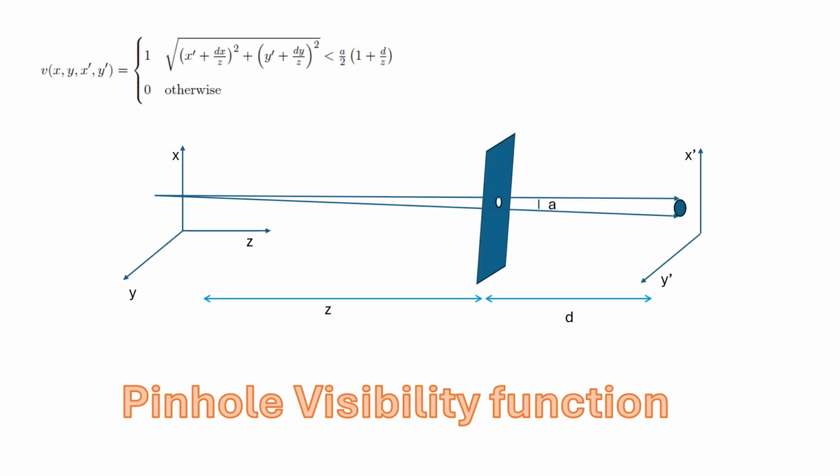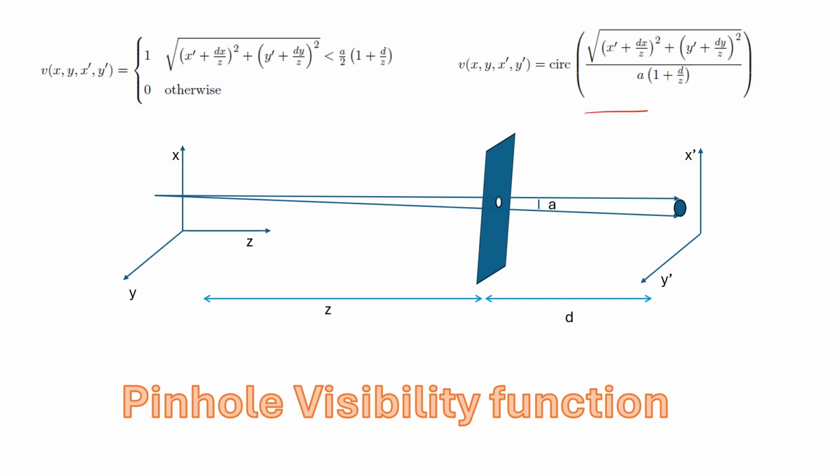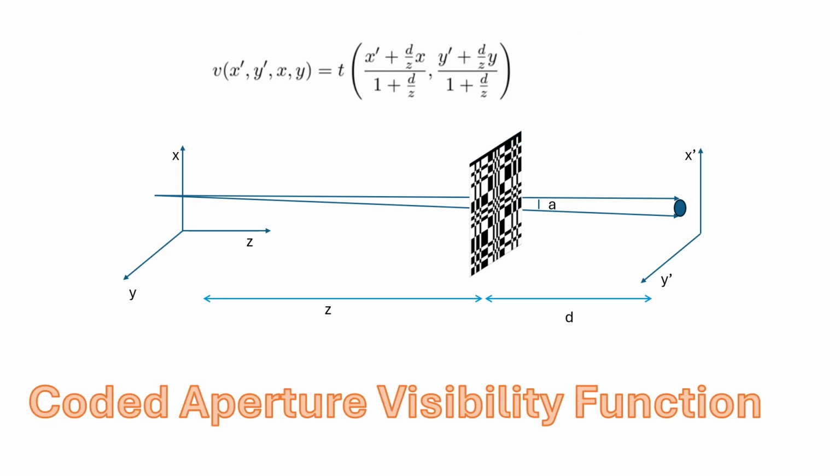For the pinhole system, we derive the visibility by saying that the visibility is 1 if a ray passes through the pinhole and 0 if it's blocked by the screen. We use the circ function to turn the visibility into an impulse response, which was defined here in these projective coordinates. For the visibility function for a coded aperture, we just replace the circ function by the transmittance function of the coded aperture and use the same projections on the variables to evaluate that function for our impulse response.